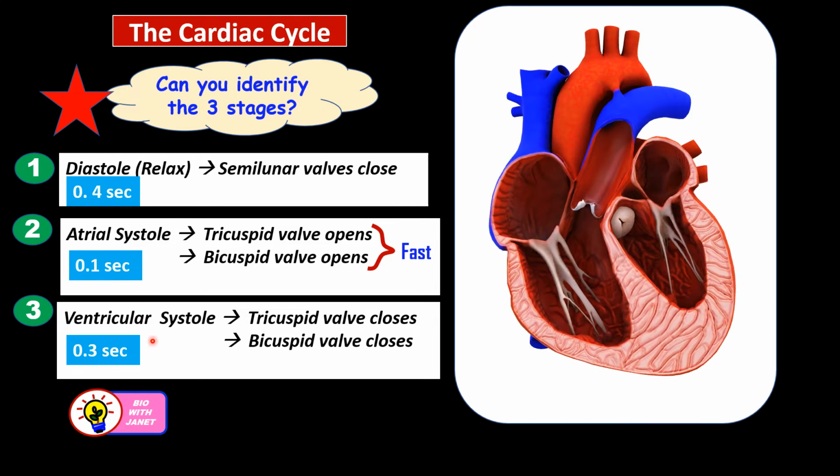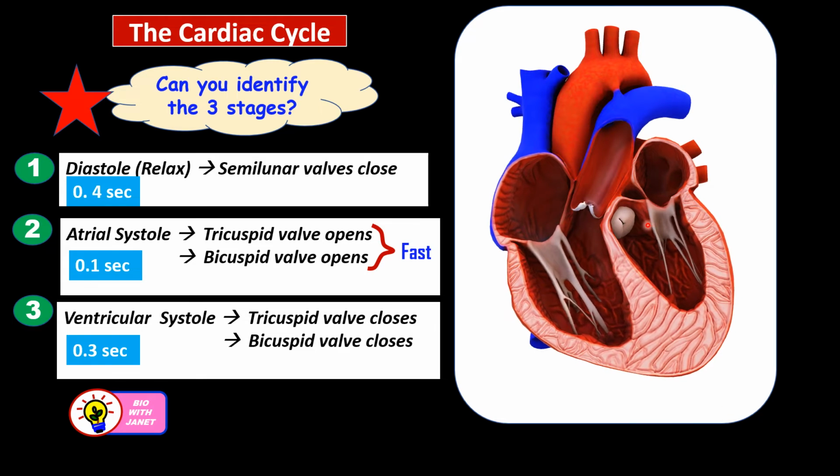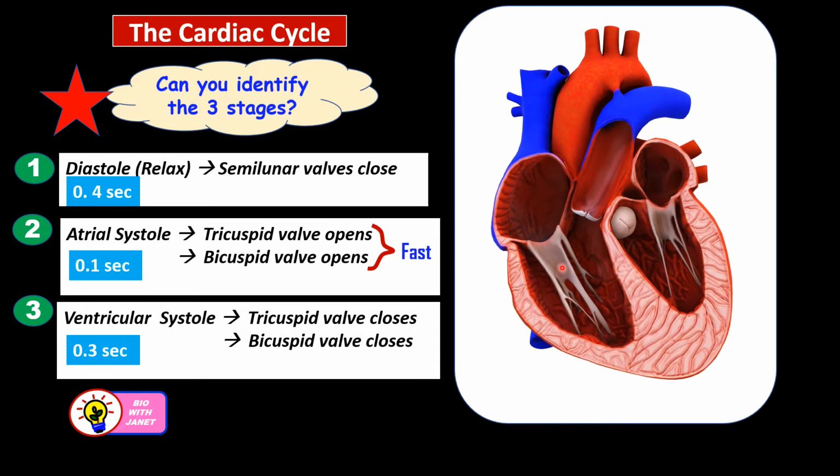And ventricular systole is the phase when the ventricles contract to pump the blood out of the heart. At this stage, the semilunar valves will open, but the tricuspid valve and bicuspid valve close to prevent backflow of blood into the atria. So I'm going to look for the sign when the tricuspid valve closes, and that's number 3.